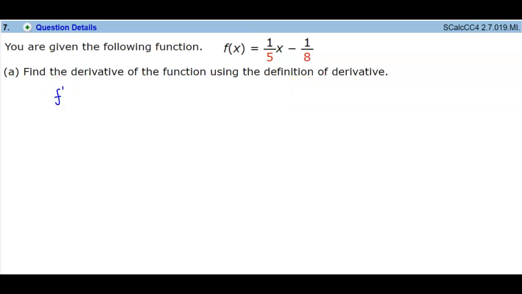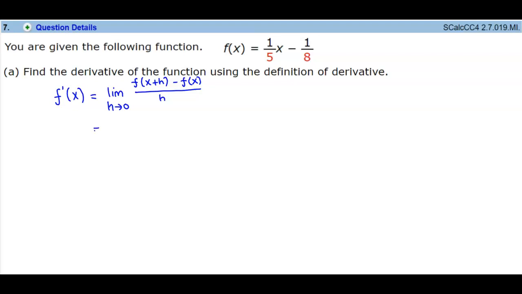We know the definition of a derivative is f prime of x, which is the derivative, and that's equal to the limit as h approaches 0 of f of x plus h minus f of x, and then we're going to divide that by h.